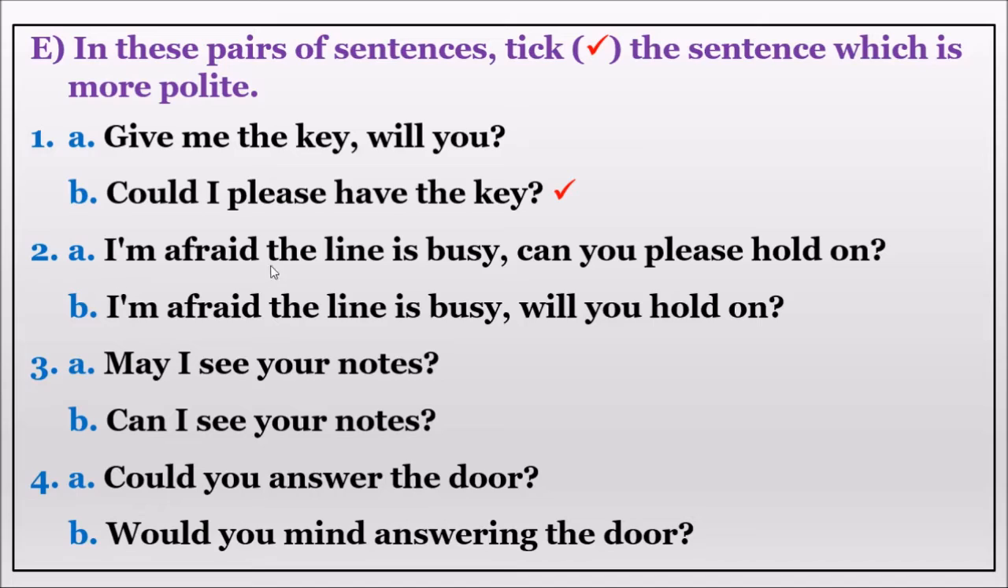Second one. I am afraid the line is busy. Can you please hold on? Or, I am afraid the line is busy. Will you hold on? Which is looking more pleasing with more politeness, children? The first sentence. So tick the first sentence. I am afraid the line is busy, but can you please hold on? So tick the first sentence, A sentence.